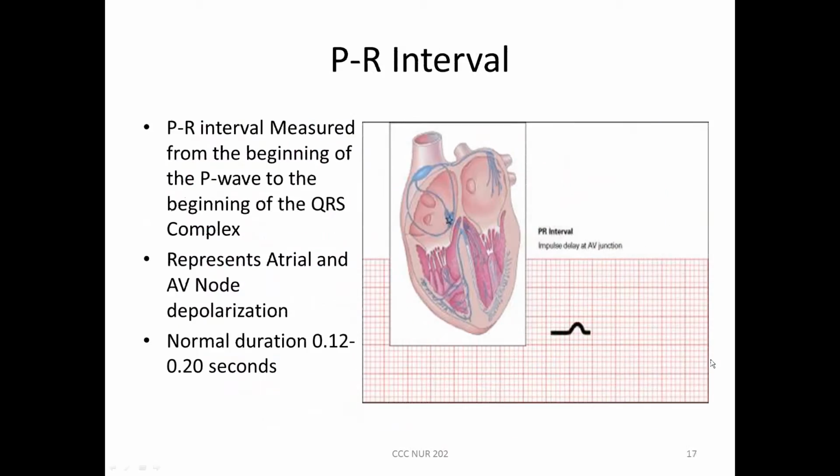The PR interval is the measure from the beginning of the P wave to the beginning of the QRS complex. It represents the atrial and AV node depolarization. The normal duration for that is 0.12 to 0.20.